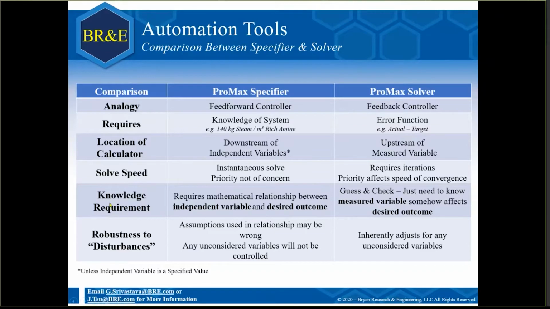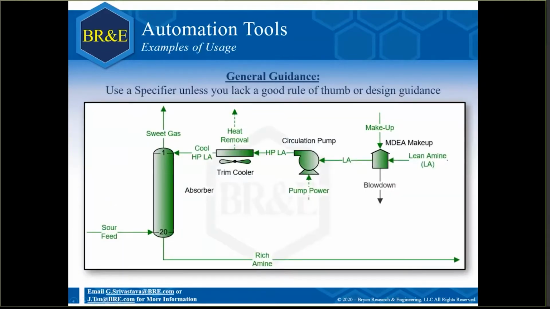So, as a rule of thumb, we recommend you use a specifier unless you lack a good rule of thumb or design guidance. What do I mean by this? Well, let me show you some examples using this simplified amine unit. It just takes a bunch of sour gas to turn into sweet gas by taking lean amine and circulating it, washing the acid gas down. We have covered a lot of these rules of thumb during our amine sweetening webinar a while ago.